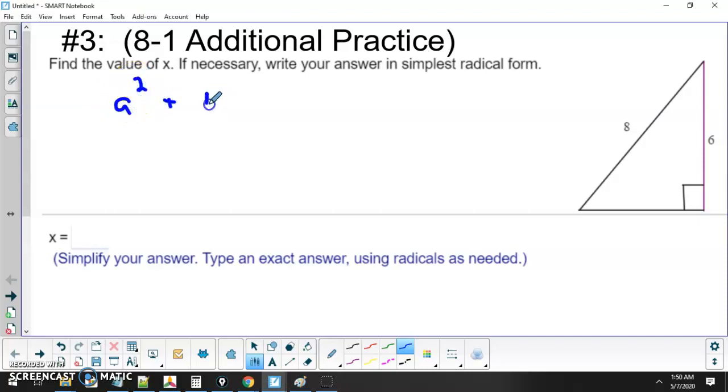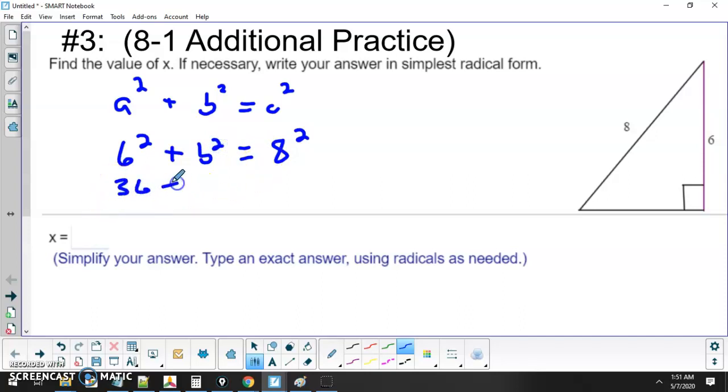A squared plus b squared equals c squared. That's the name of this lesson. All right, so c is the hypotenuse, which is 8 in this case. We can call a 6. So we have 6 squared plus b squared equals 8 squared. So that would be 36 plus b squared, and 8 squared is 64.